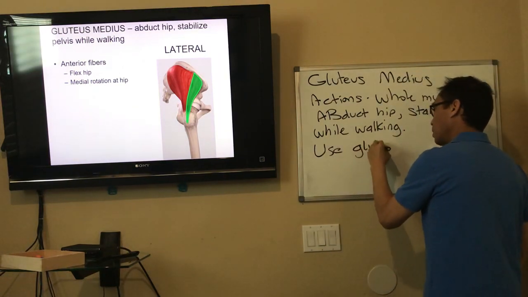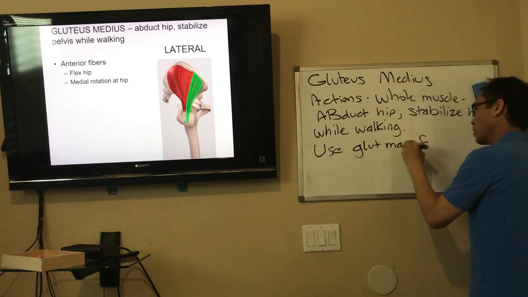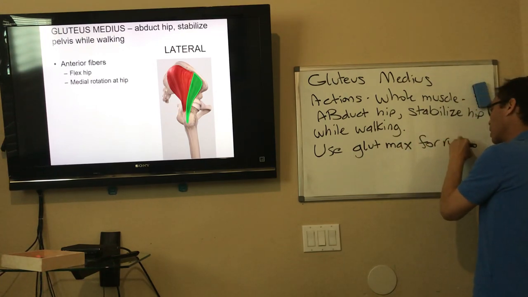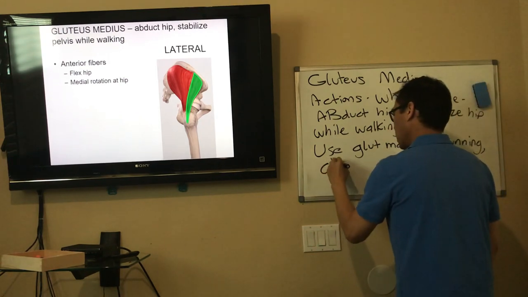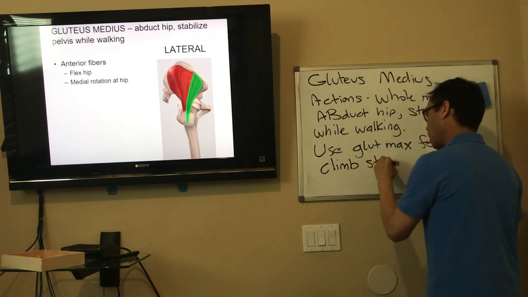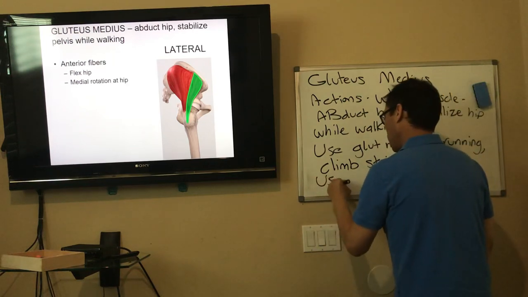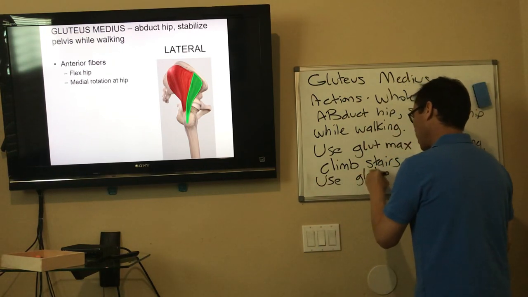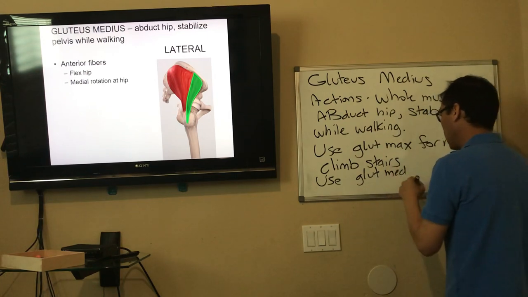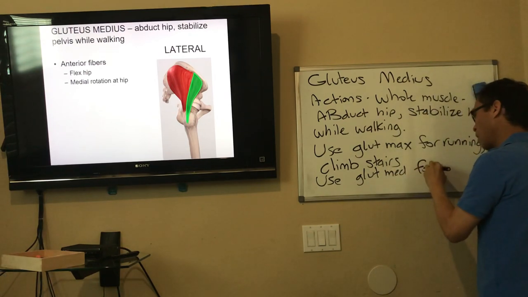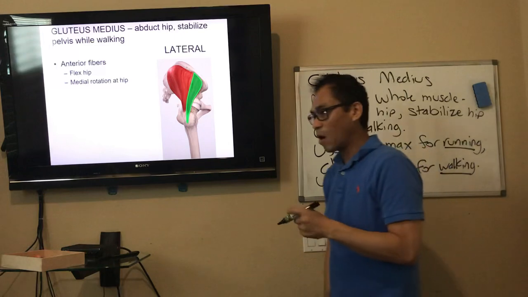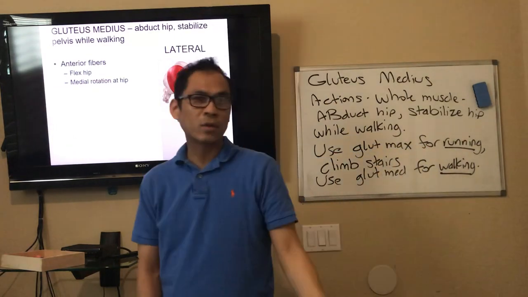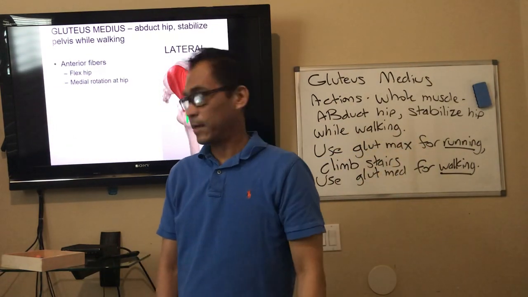Use glute max for running, climbing stairs. Use gluteus medius, I'll just put glute med, for walking. So running versus walking. Glute max is a more powerful hip extensor, which is kind of more what you do when you're climbing stairs or running.